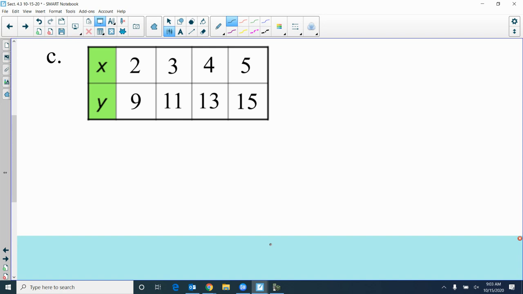Grant says he has it. Hold on, wait, that's just it. The first one, it's 2 times 2 plus 5. And then 3 times 2 plus 5. And then 4 times 2 plus 5. So what would the equation be?